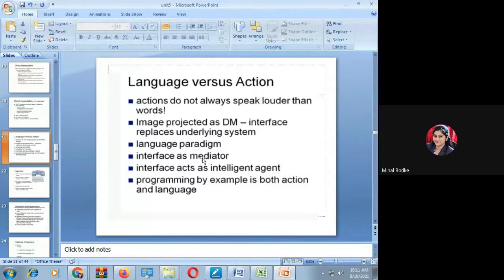The next version that came is language versus action. You know that actions always speak louder than words. Whatever was implemented earlier using actions, now you were using n number of interfaces, and programming languages came into the picture to develop your GUI, like Python, C++, and HTML, in language versus action.